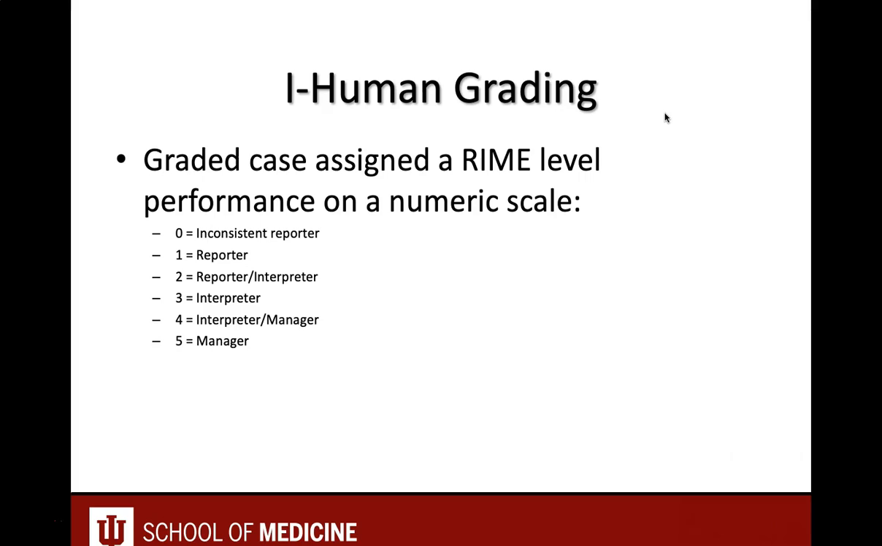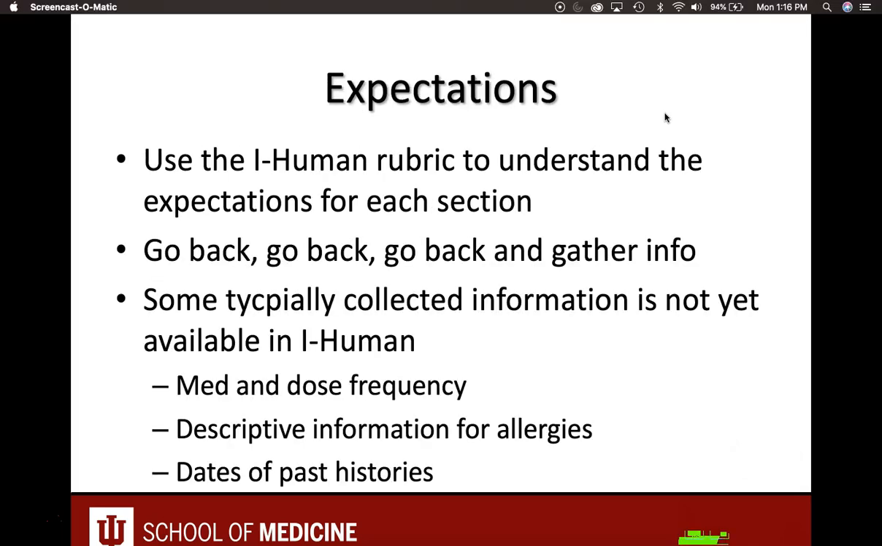iHuman will be graded on the RIME scale, as I mentioned, and you'll receive a numeric score based on the RIME level of achievement. The overall expectations of the iHuman module are here. Use the iHuman rubric to understand the expectations for each section. I will go through these in a little bit more detail in a moment.